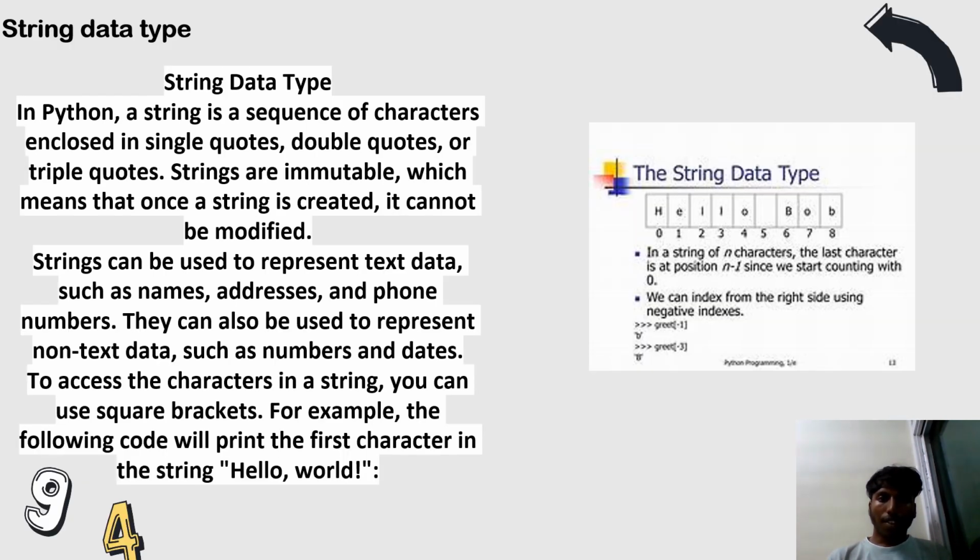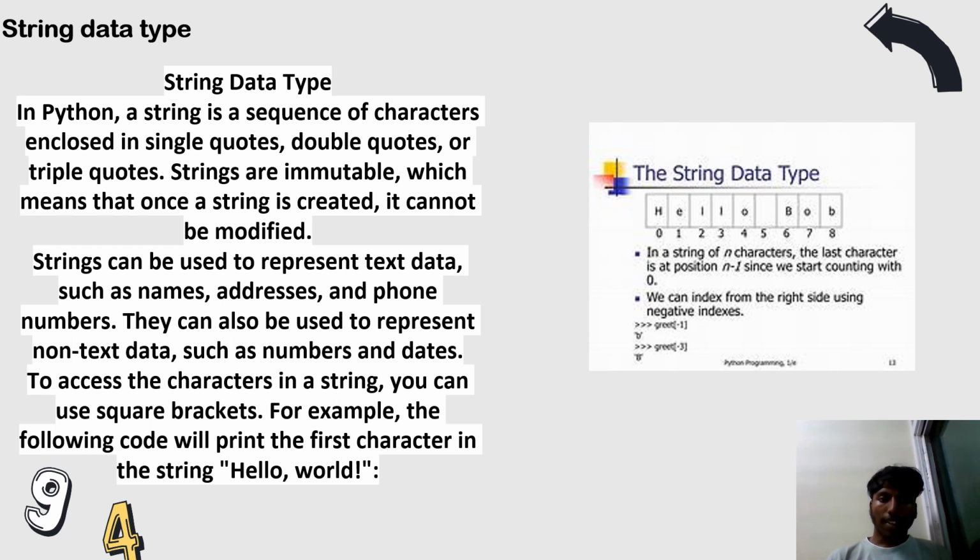Coming to string data type. In Python, a string is a sequence of characters enclosed in single quotes, double quotes, or triple quotes. Strings are immutable, which means that once a string is created, it cannot be modified. Strings can be used to represent text data, such as names, addresses, and phone numbers.